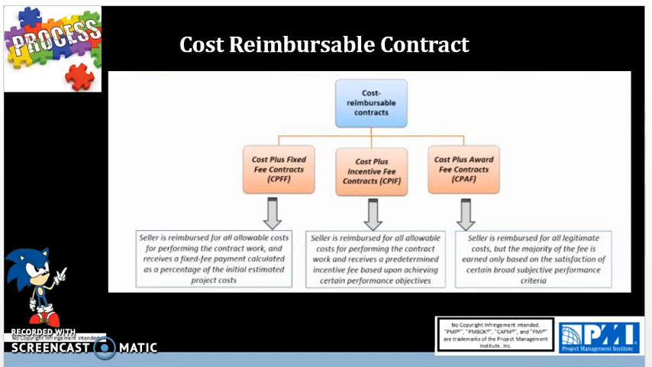You have a cost contract where the seller receives no fee and it is appropriate for work performed by nonprofit organizations.